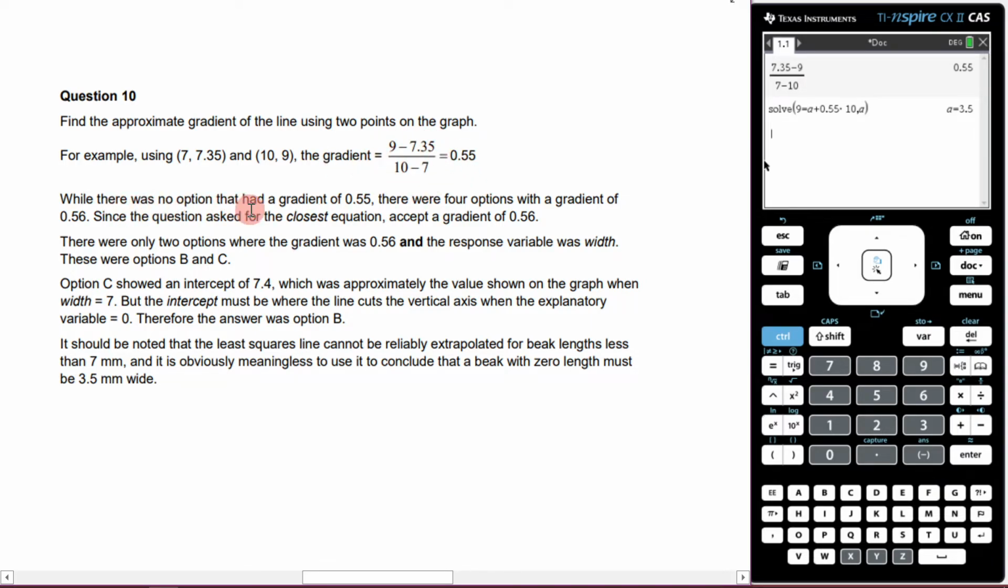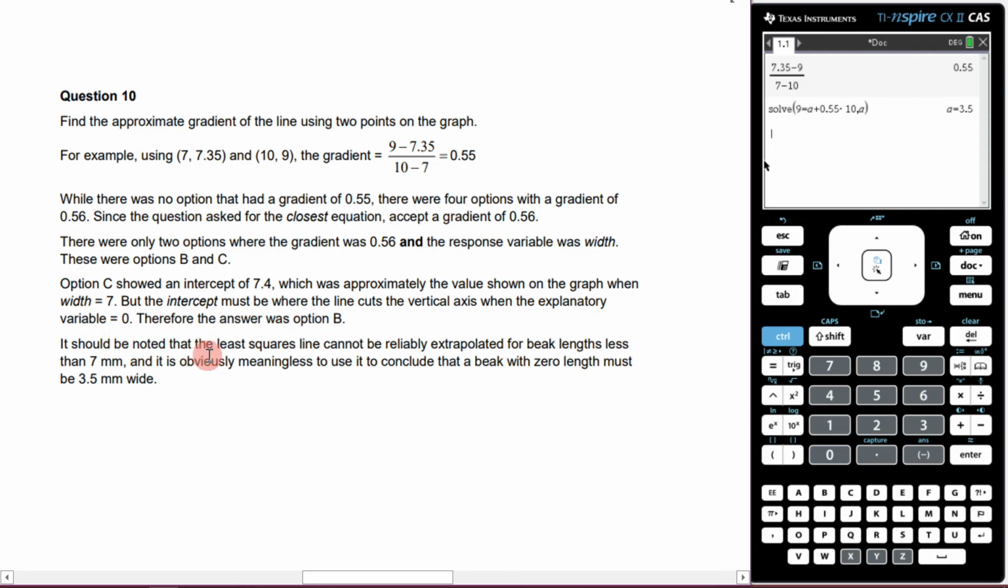While there was no option that had a gradient of 0.55, there were 4 options with a gradient of 0.56, since the question asked for the closest equation, except a gradient of 0.56. There were only 2 options where the gradient was 0.56 and the response variable was width. These were options B and C. Option C showed an intercept of 7.4, which was approximately the value shown on the graph when the width was 7. But the intercept must be where the line cuts the vertical axis when the explanatory variable is equal to 0. So in other words, the y-intercept occurs when x is equal to 0. Therefore, the answer was option B.